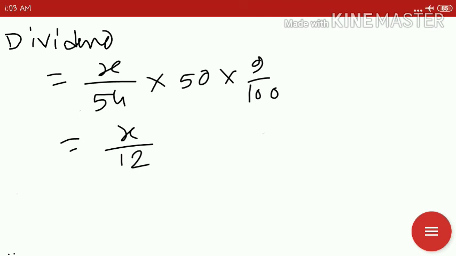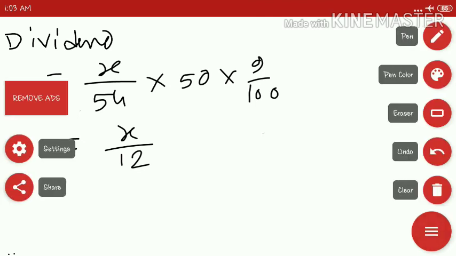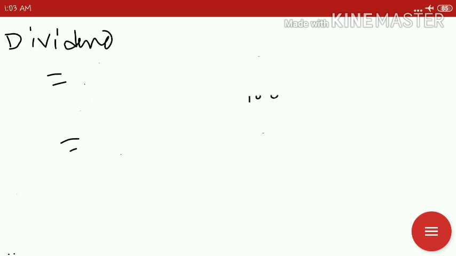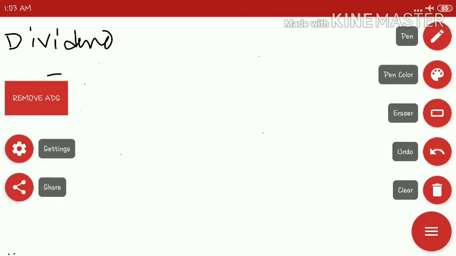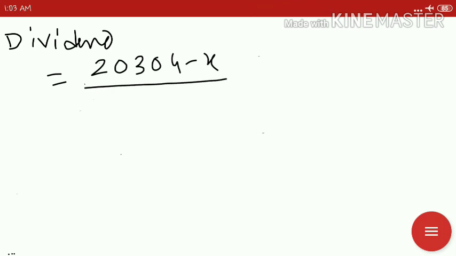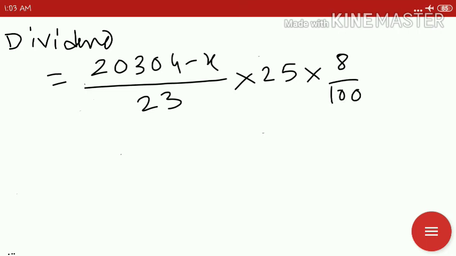Now if we are going to find out the dividend for the second type of investment, the values should be changed. The investment here is 20304 minus X, the market value is 23, the face value is 25, and the rate is 8%.